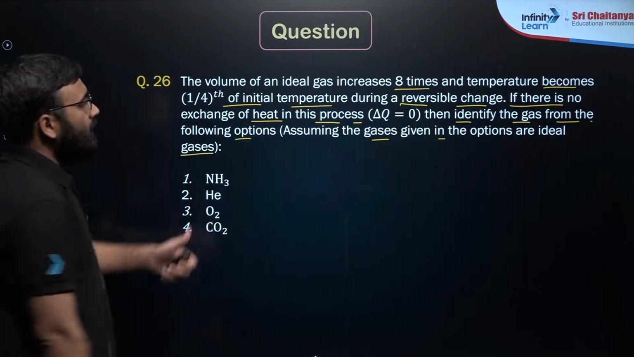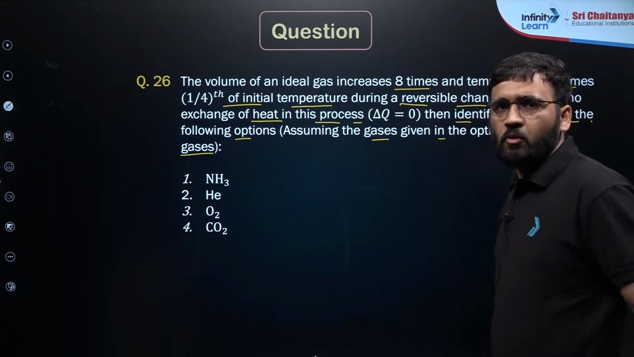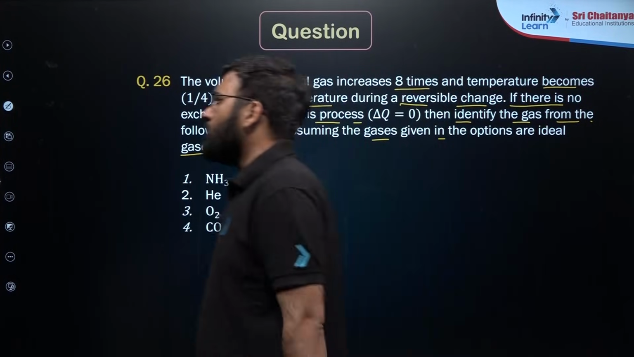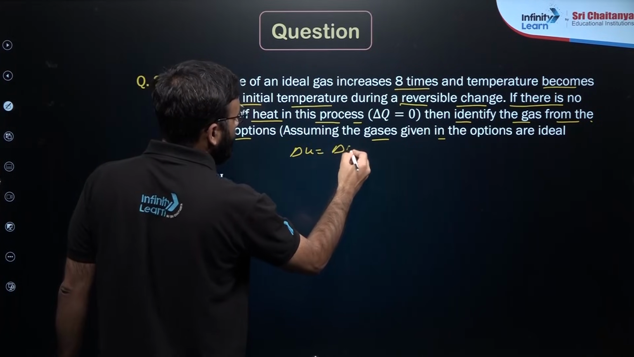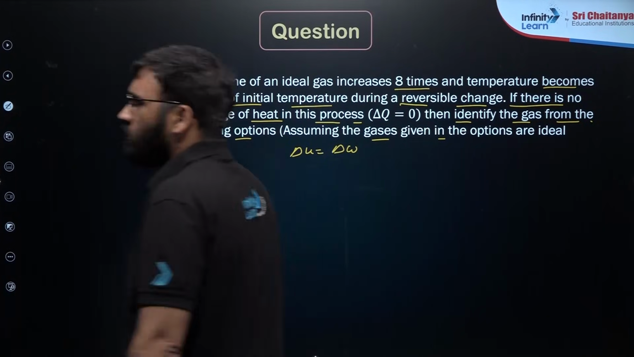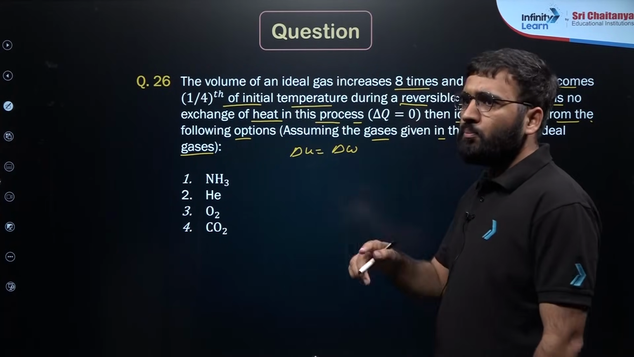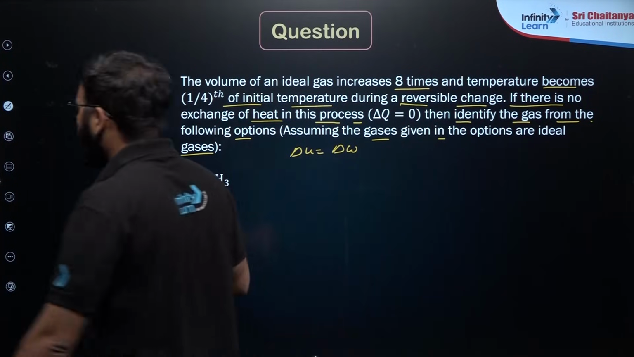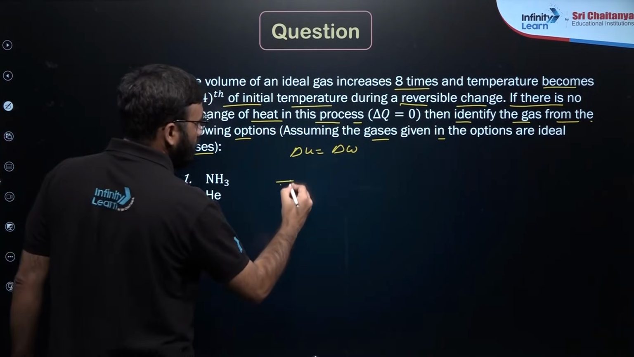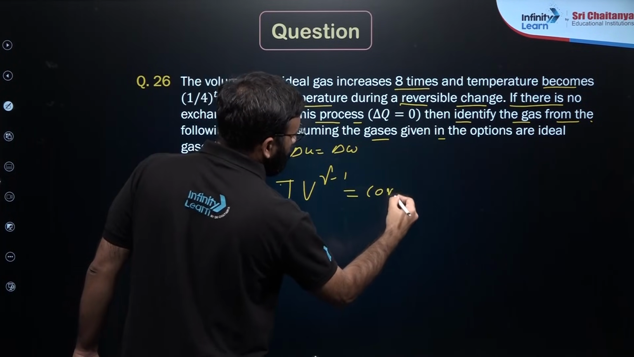So delta Q equals 0 means what is my process? The process is an adiabatic process. Adiabatic process means delta U equals to minus delta W. And in an adiabatic process, PV power gamma equals constant, and if we convert this further, T into V power gamma minus 1 equals constant.